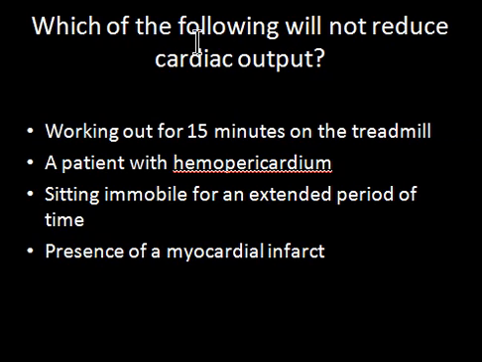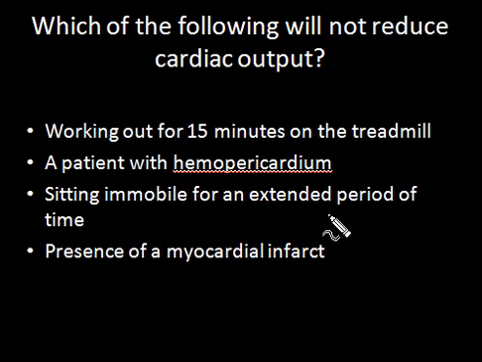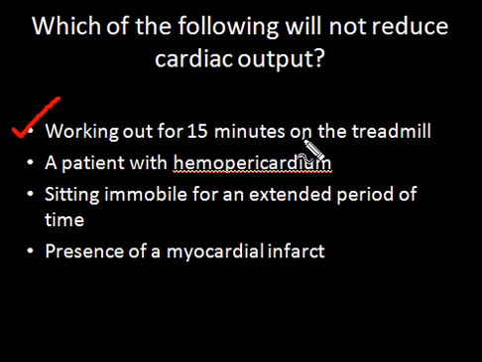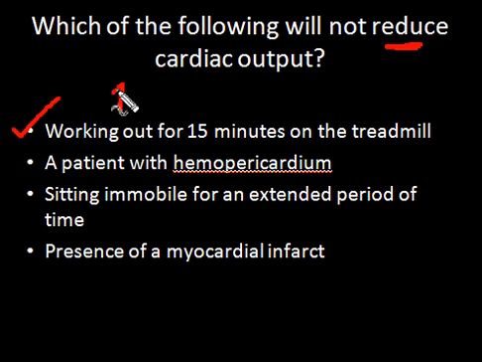Now this one, which of the following will not reduce cardiac output? Let's look at the right answer, and the correct answer is the first choice. Working out for 15 minutes on the treadmill. This will not reduce cardiac output. On the other hand, it will actually increase cardiac output.